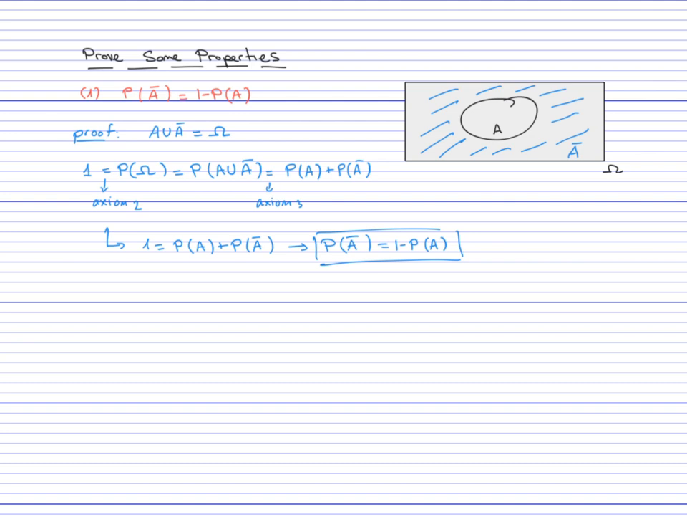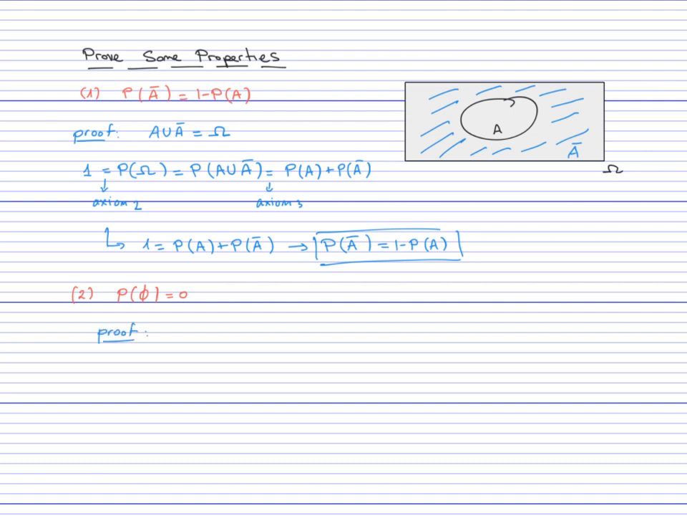Let's continue with the second property. The second property says that the probability of the empty set is 0. By the way, here the intuition says: what is the probability that, when you're doing an experiment, nothing is going to happen? Of course, it's 0. I mean, if you're doing an experiment, you're going to get one of the outcomes. So that's basically the intuition. But, of course, again, we need to prove that.